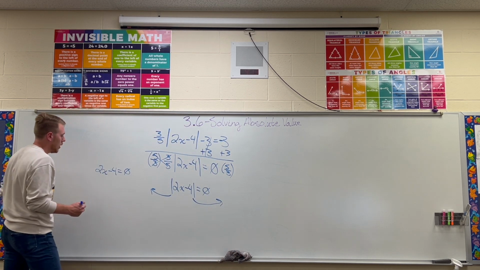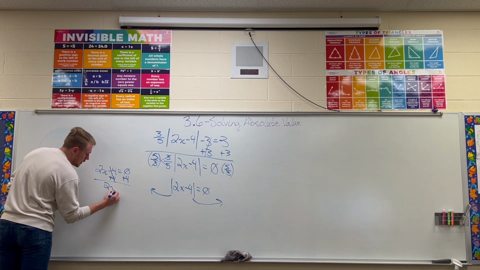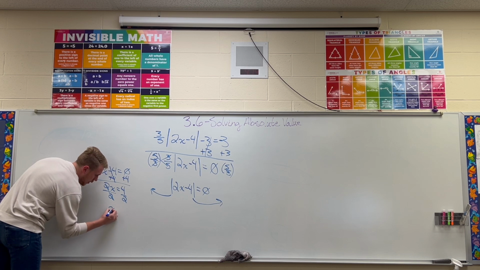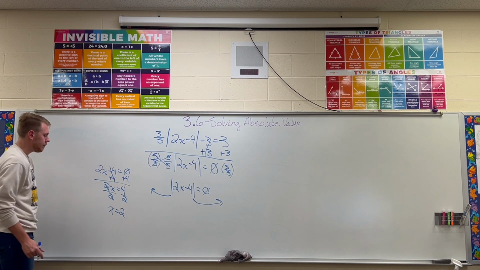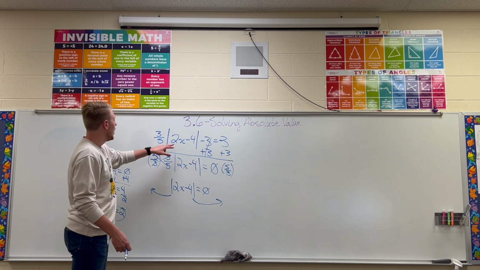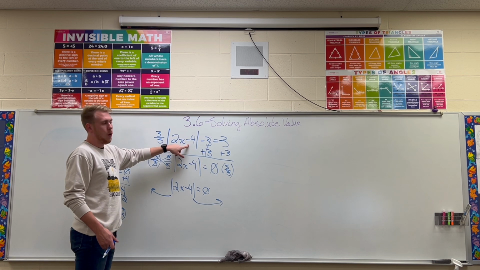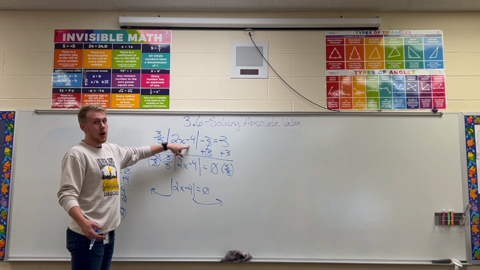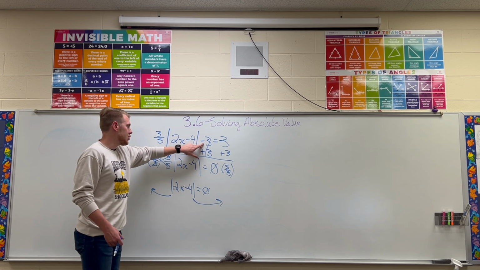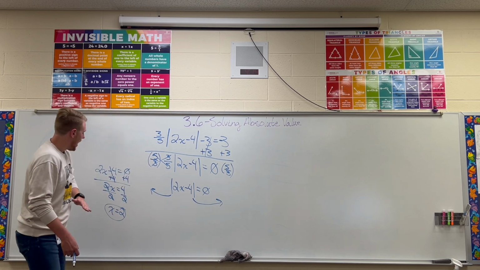So let's solve. Add 4 to both sides. 2x equals 4. 2's cancel out. 4 divided by 2 is 2. Okay, here's my answer. We should probably check it now that we know there can be no solutions. Plug in 2 for x. 2 times 2 is 4. 4 minus 4 is 0. Well, the absolute value of 0 is 0. 3/5 times 0 is 0. 0 minus 3 is negative 3. Well, that's what we get. All right. So that is a true solution.